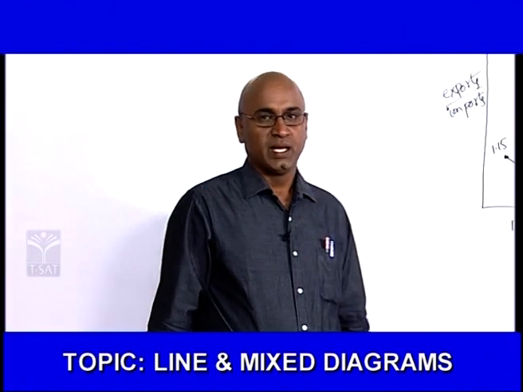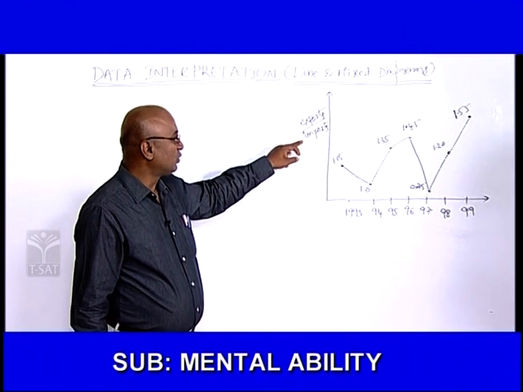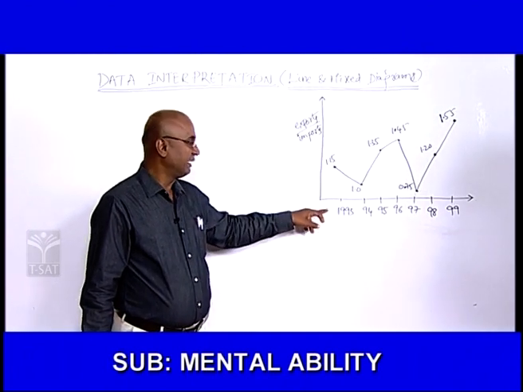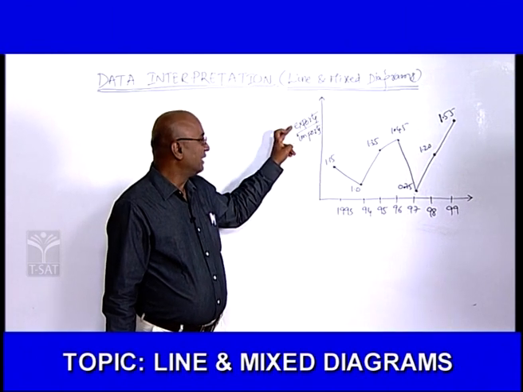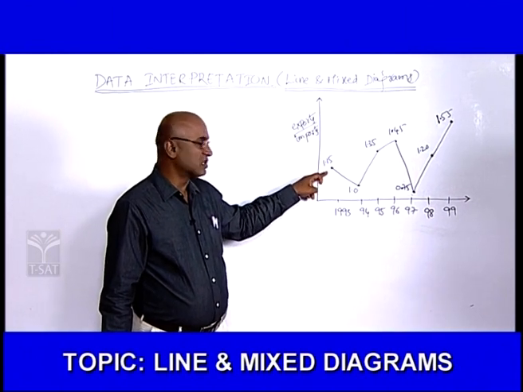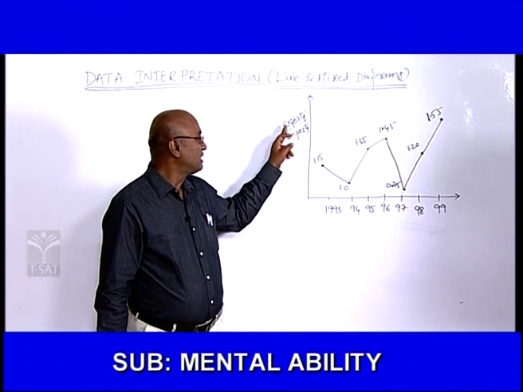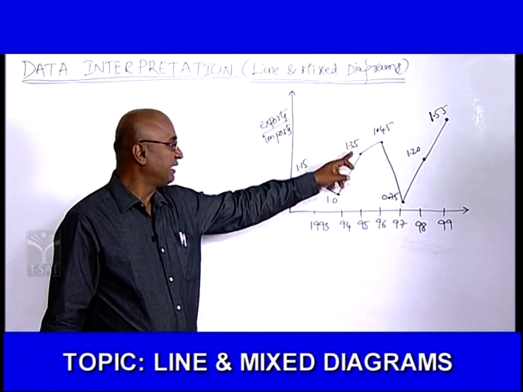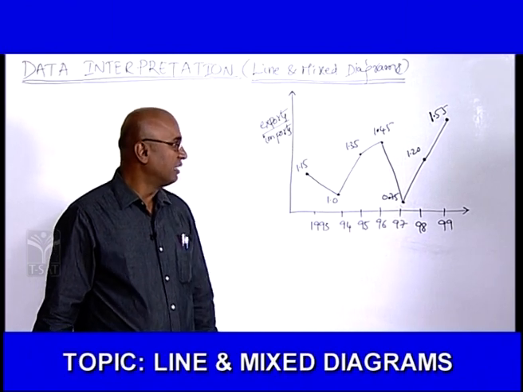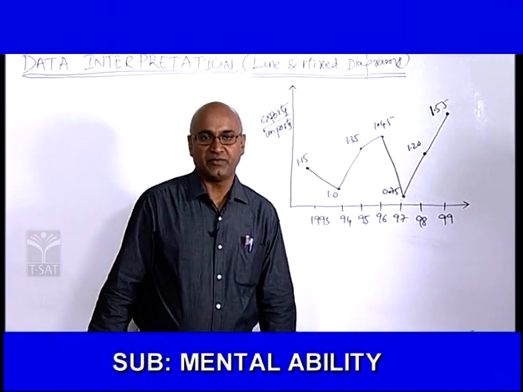నెక్స్ట్ ప్రాబ్లం. Here in this problem, the ratio of exports to imports is given in various years. In the year 1993, the ratio of exports to imports is 1.15. In the year 94, ratio of exports to imports is 1.0. And in the year 1995, it is 1.35. Similarly, in the year 1999, it is 1.55.